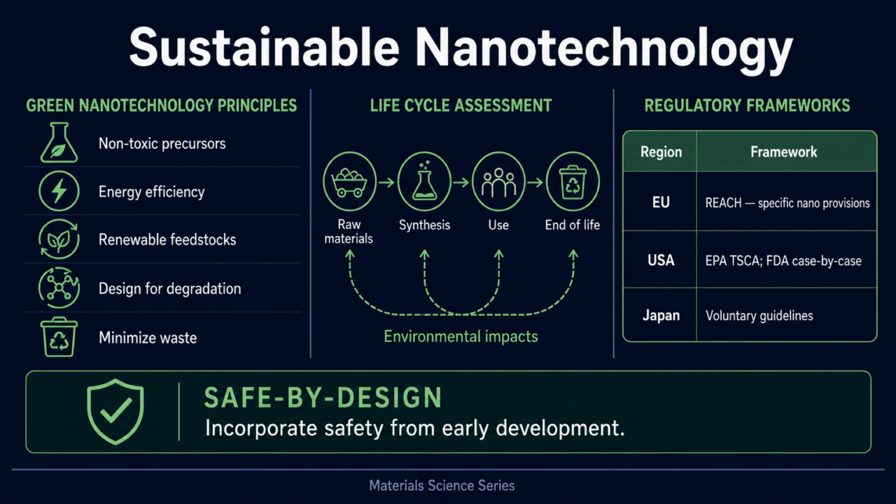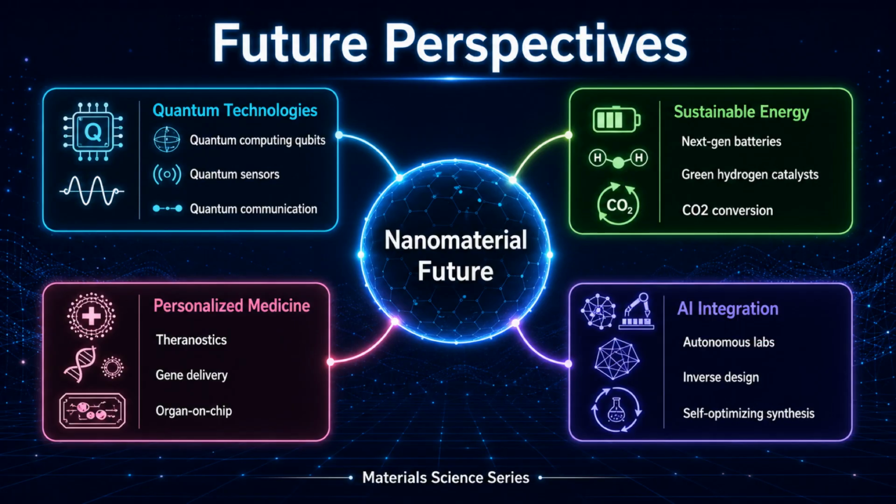The European Union requires registration under REACH for nanomaterials produced above 1 ton per year, with specific provisions for nanoforms. The US EPA uses significant new use rules under TSCA to evaluate new nanomaterials. Japan has voluntary guidelines. Safe by design approaches incorporate safety considerations from the earliest development stages rather than treating them as afterthoughts. The future of nanomaterials is extraordinarily promising.